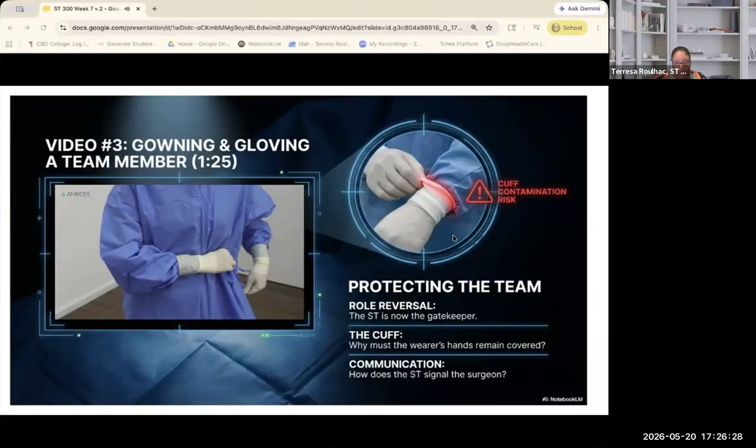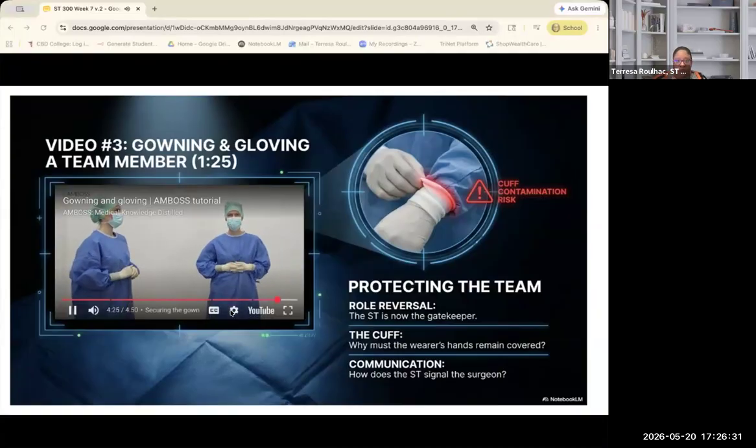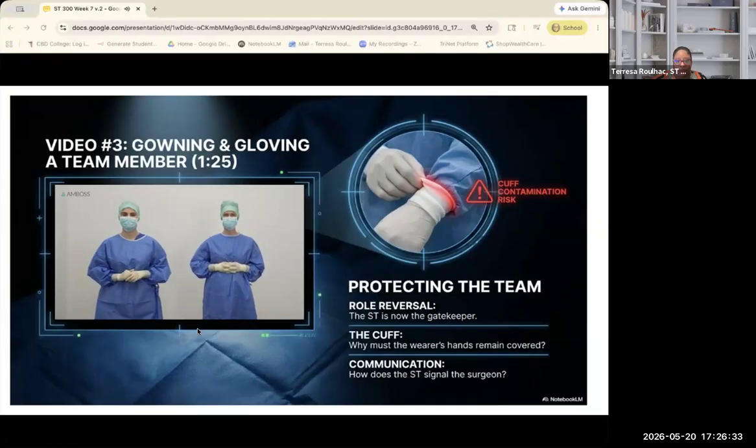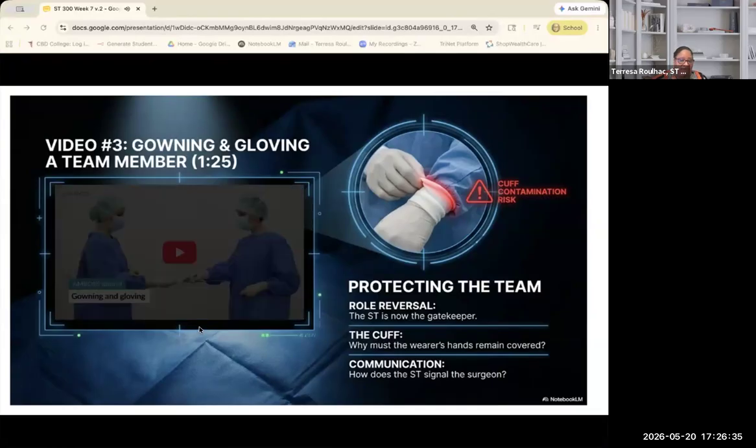Now that you have your gown and gloves on, it's best to keep your hands clasped to your body at chest height while you're not actively using them. Great! Now you're fully gowned.